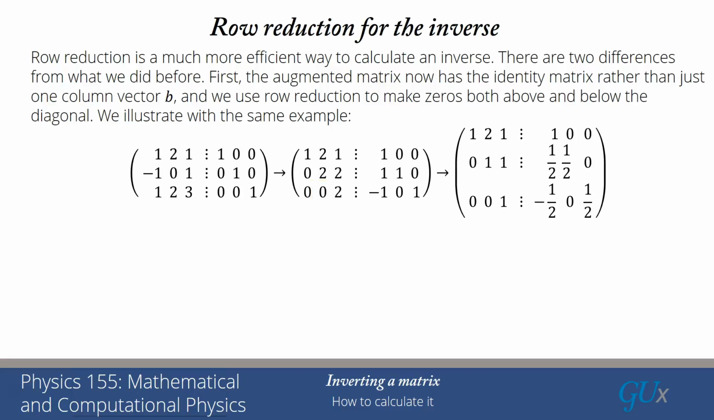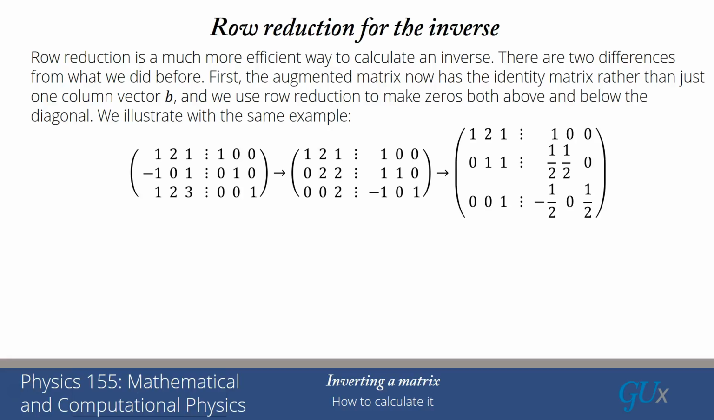We're now going to renormalize the second row and the third row to get 1s on the diagonal. So we're going to divide by 2, and we're going to get then 1, 2, 1, 0, 1, 1, 0, 0, 1 on the left, and we'll get 1, 0, 0, 1/2, 1/2, 0, minus 1/2, 0, 1/2 on the right.